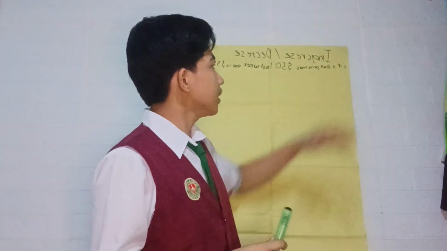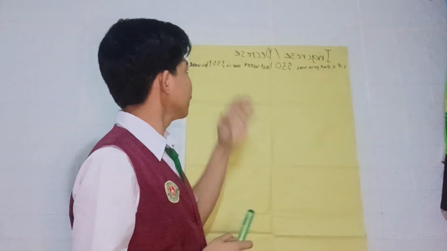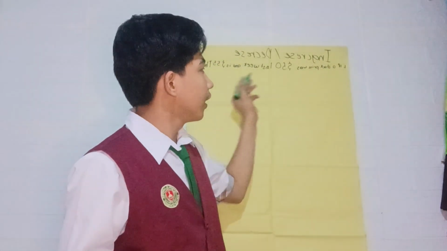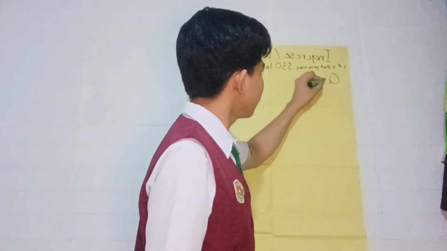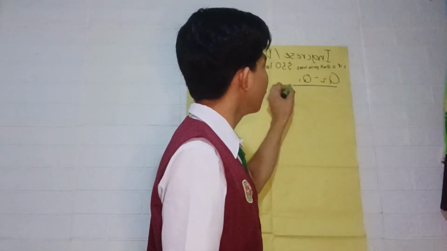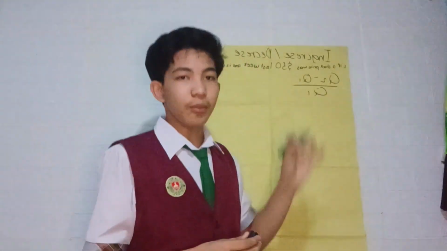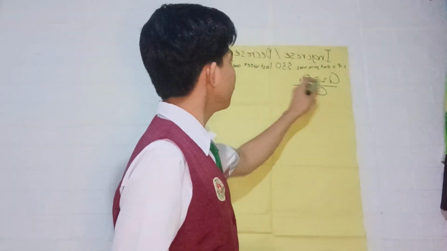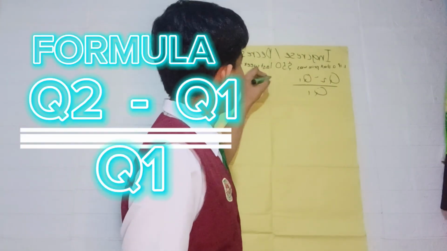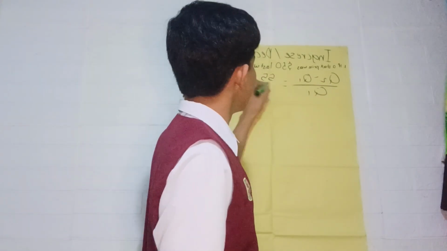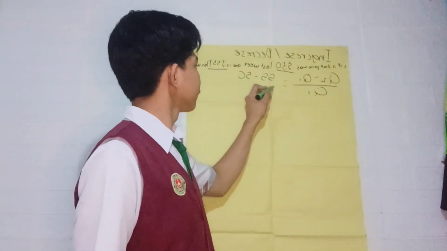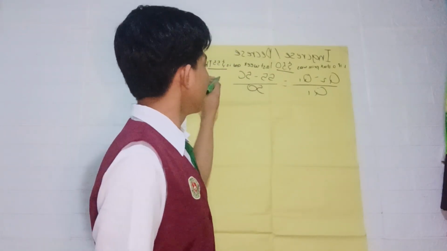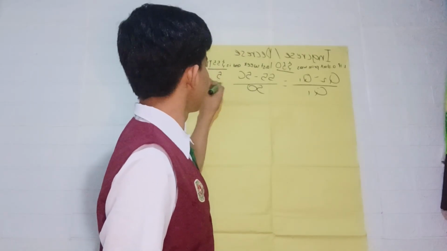Number one, if a stock price was $50 last week and is $55 this week, our formula is Q2 minus Q1 over Q1. That is our formula po. The Q2 is 55, then minus 50 because this is the old and new, divided by 50. Then this is going to be 5 over 50.